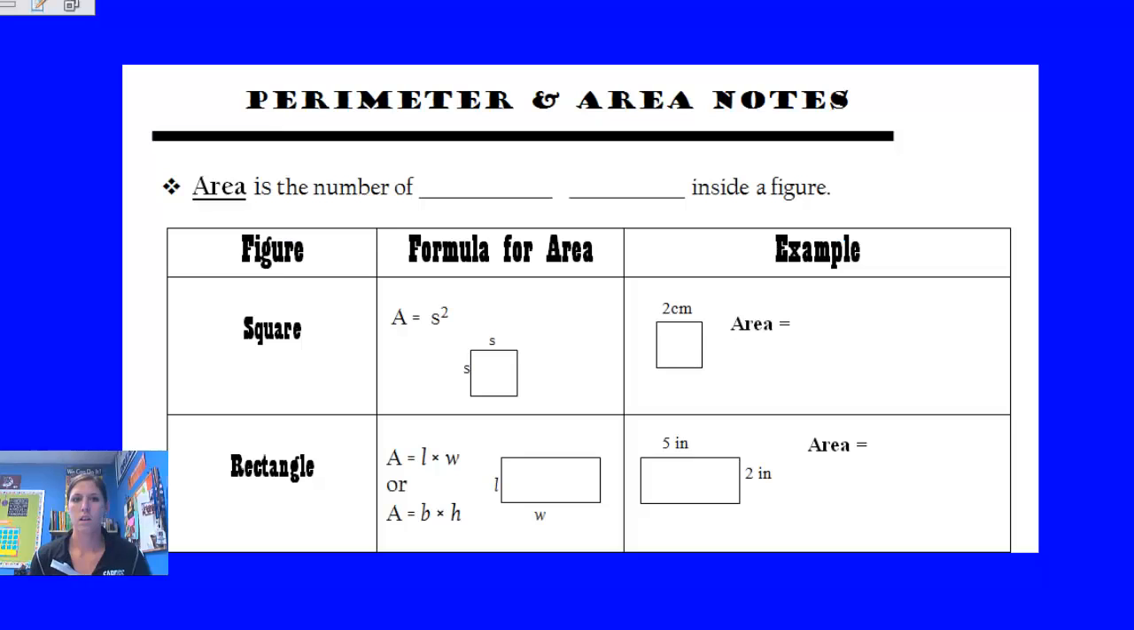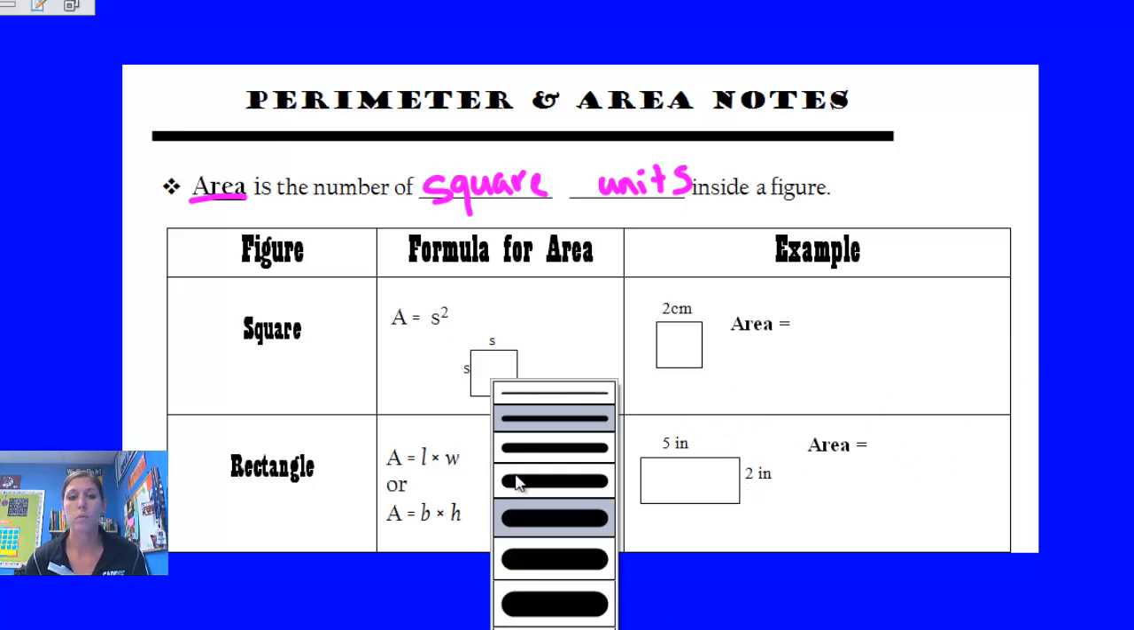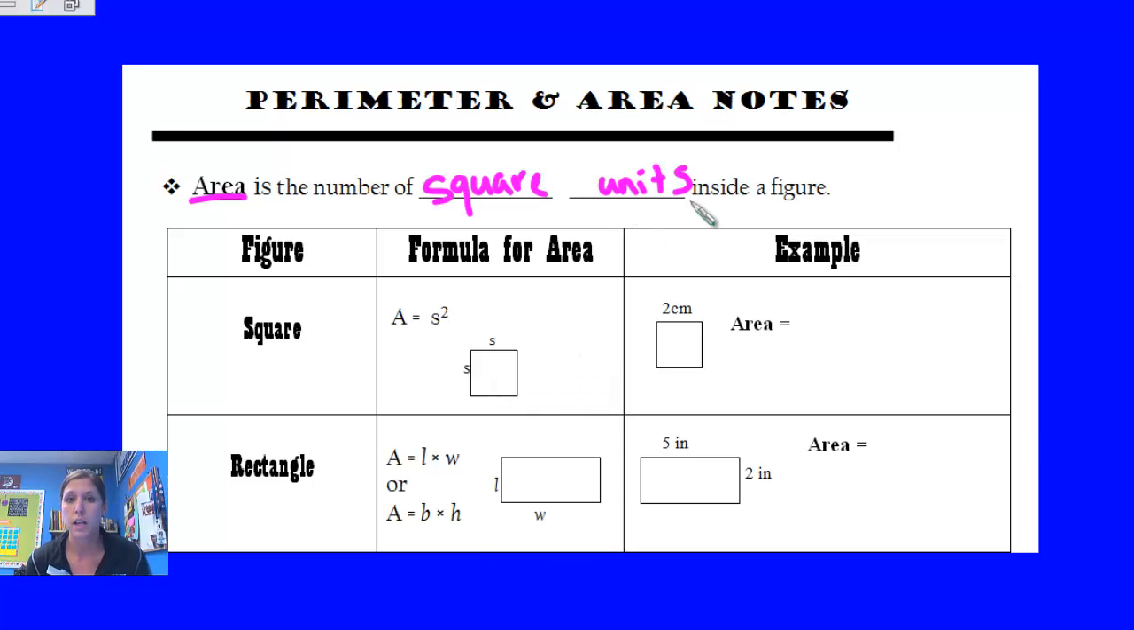Good luck! Okay, the first part of your perimeter and area notes is a definition, and we're going to define area. An area is the number of square units that fit inside a figure. So we're going to fill in this blank and write the area of square units inside a figure. So it's how many one by one little squares could cover an area. It could be centimeters, inches, feet, whatever the unit you are measuring it in.